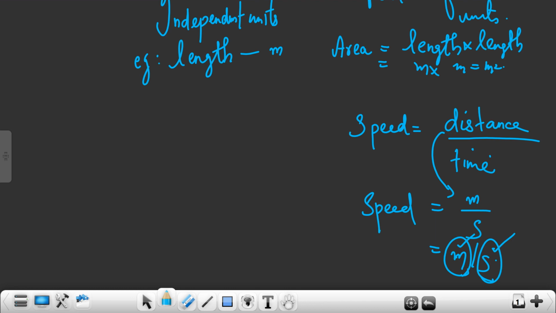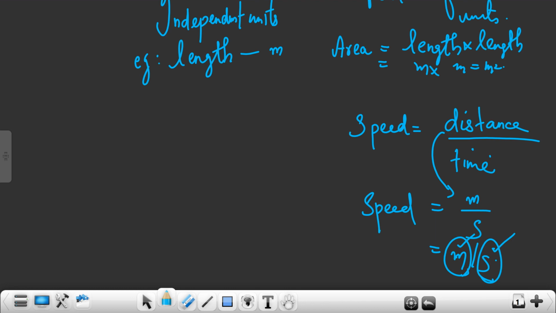So there are two different types of units, fundamental units and derived units. Fundamental units are independent units, or fundamental unit is that which is independent of any other unit. Example, length, mass, time, temperature, etc. are fundamental units. Derived units are those which depend on the fundamental units. For example, meter per second, the unit of speed, and meter per second square, the unit of acceleration, are examples of derived units.